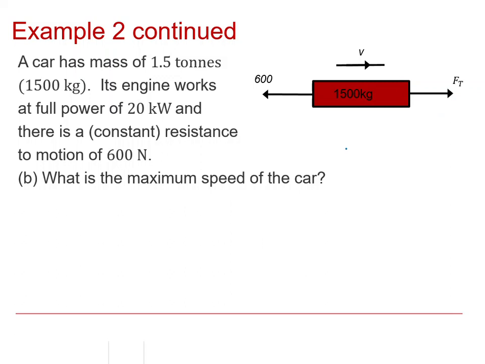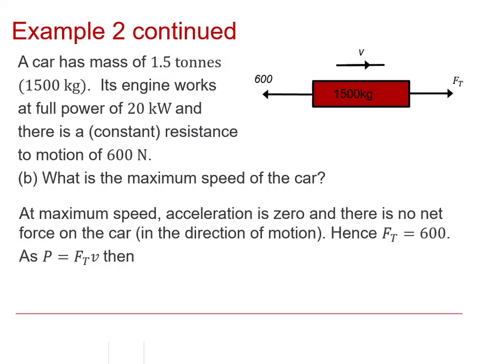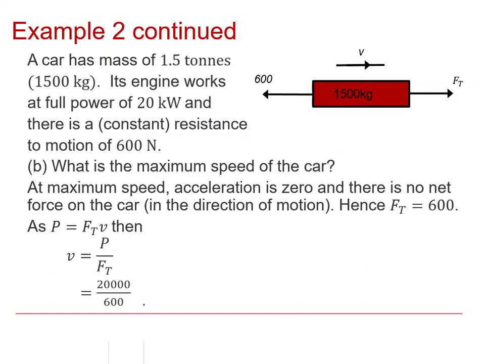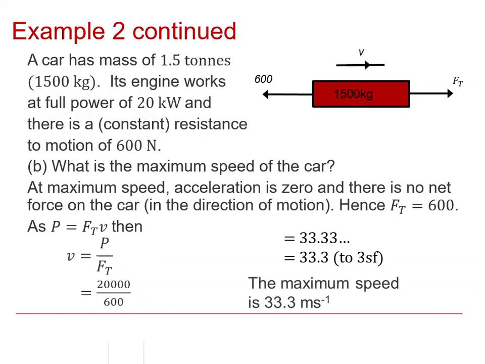So if we know the force and we know the power, we can then get to the speed. That will be our method. So at maximum speed, acceleration 0, there's no net force. As P equals FtV, the velocity is the power divided by the tractive force, which we've got as 600. So it's 20,000 over 600, which gives us 33.3 to 3 significant figures, and so the maximum speed is 33.3 meters per second.